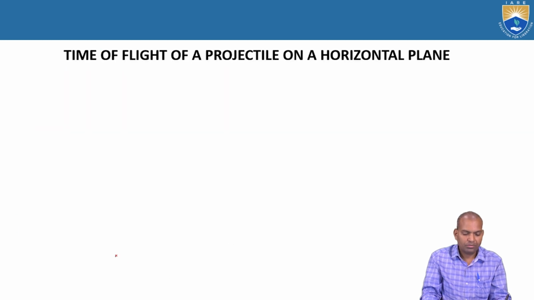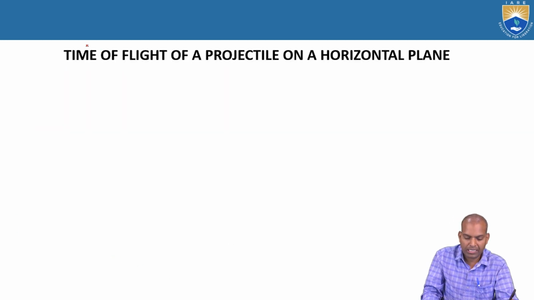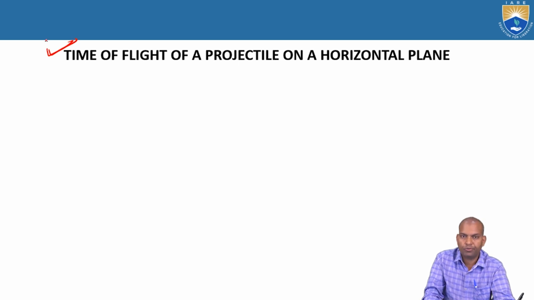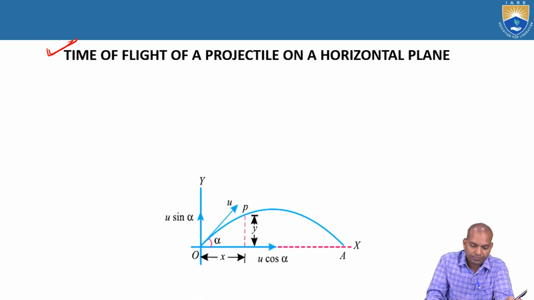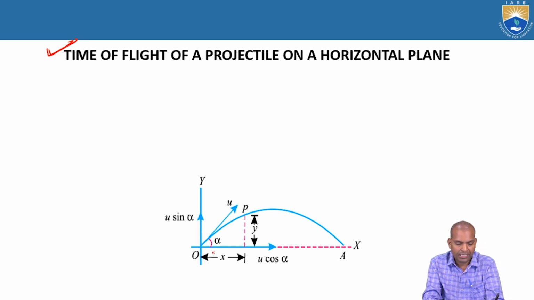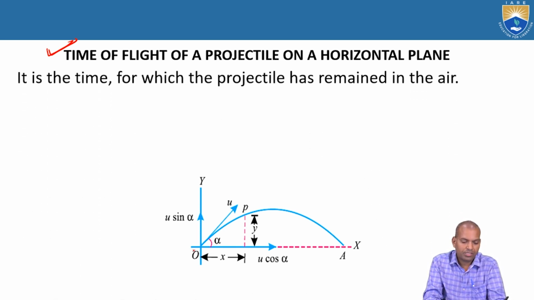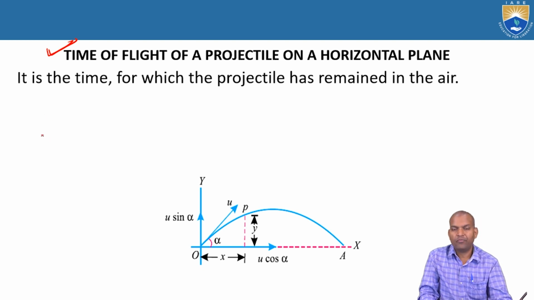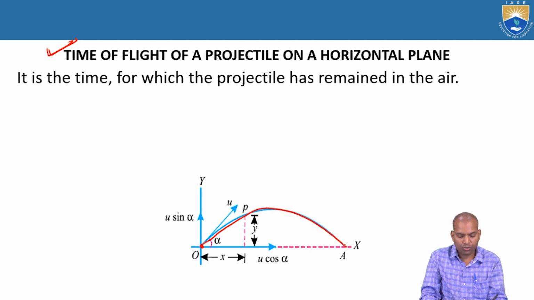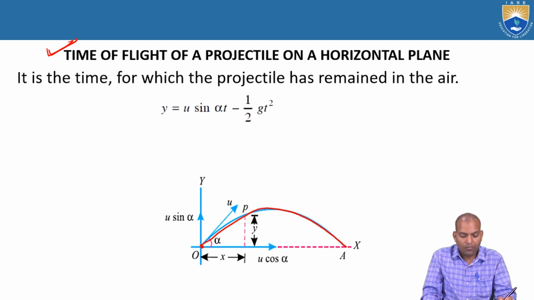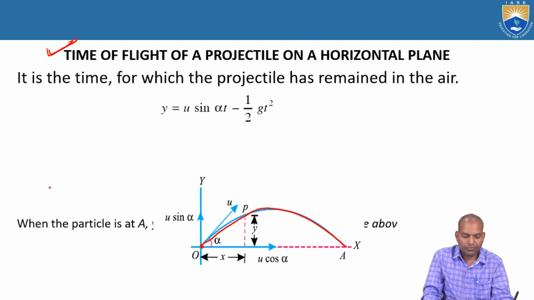Let us see now the time of flight of a projectile on a horizontal plane, the first component. Now let us begin. This is the path of a projectile diagram. First of all, what is the time of flight? It is the time for which the projectile has remained in the air. That means the time taken from the start for the projectile to move through OPA is known as the time of flight. y equal to u sin alpha t minus half g t square.